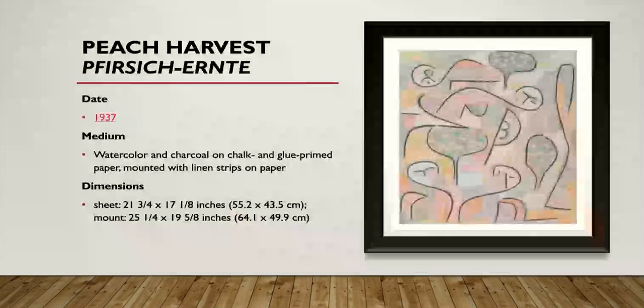What about this one? What do you think about the color palette of this one? Do you see the trees in this picture? What about the human figures? Can you make them out? What do you feel about this picture? Does it tell you about a peach harvest? I can see it. Can you?